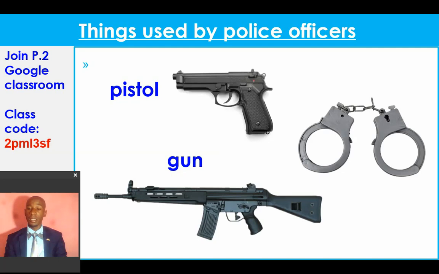Now, how about this one? Is this a chain? No. This is a handcuff. Handcuffs are the ones that they put on the hands of the suspect. When you are suspected and they arrest you, handcuffs are put onto your hands. Then these other two, the pistol and the gun, are used in case there is violence, a counter-attack, or any other situation that may not be good. Let's move on.